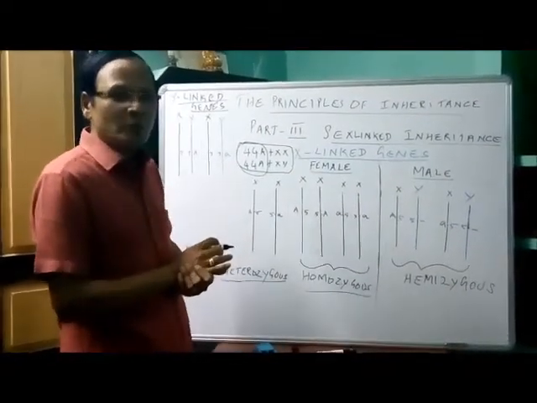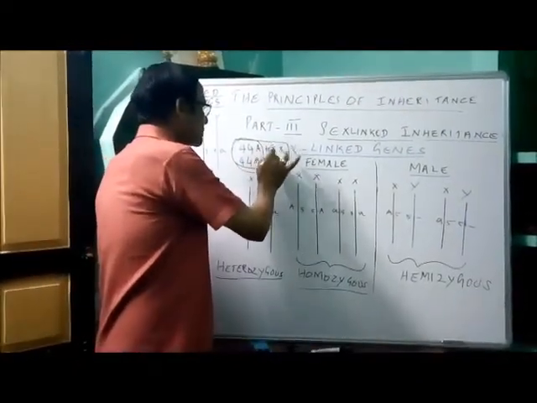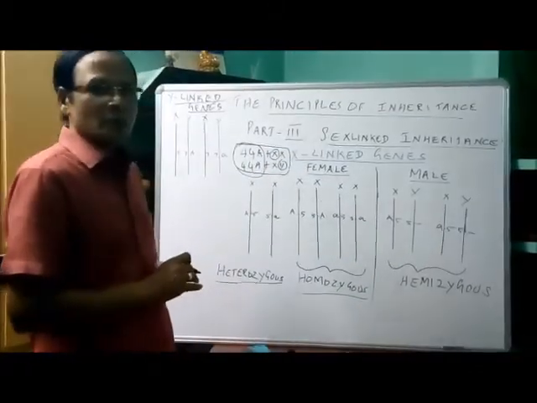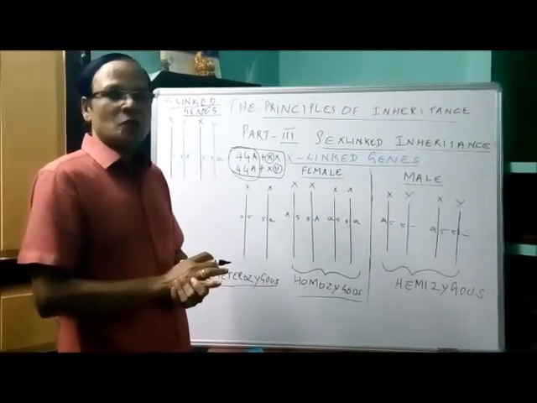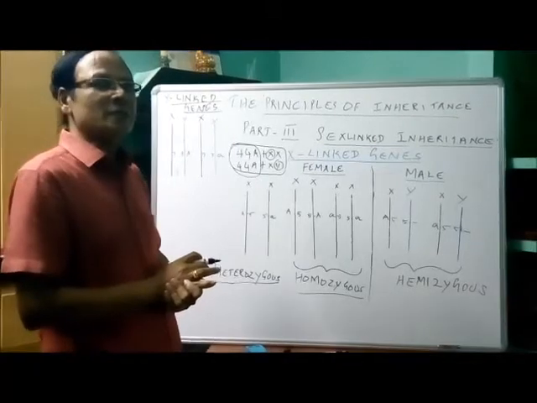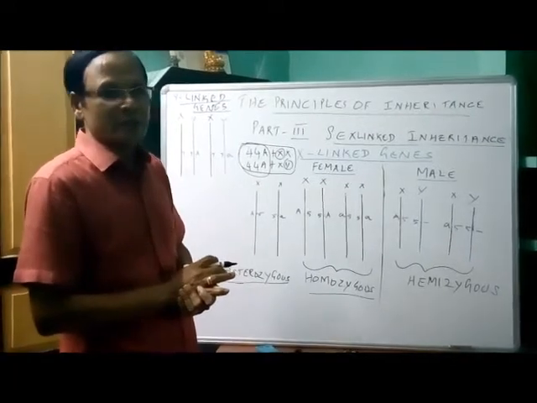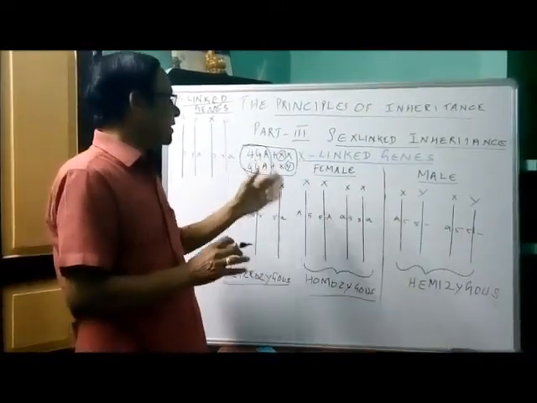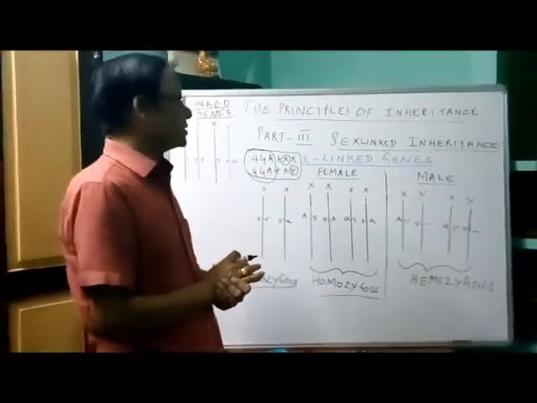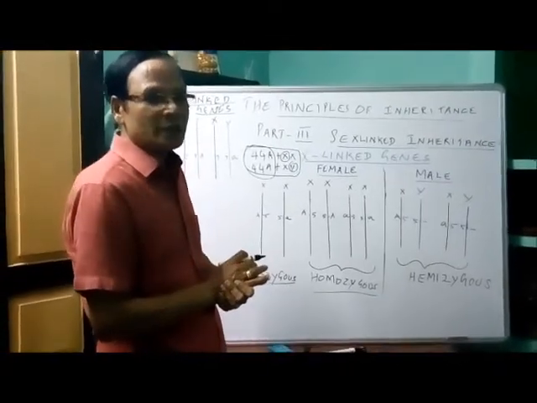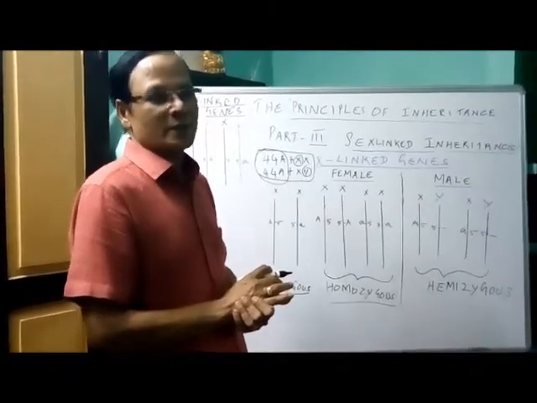But some of the body characters are controlled by genes located either in the X chromosome or in the Y chromosome. And these genes, which are located in the sex chromosomes controlling the body characters, are called sex-linked genes. And their inheritance follows the sex, and that is called sex-linked inheritance. So, genes present in the X or Y chromosomes controlling the body characters are called sex-linked genes, and the mode of inheritance of sex-linked genes follows the sex, and that is called sex-linked inheritance.